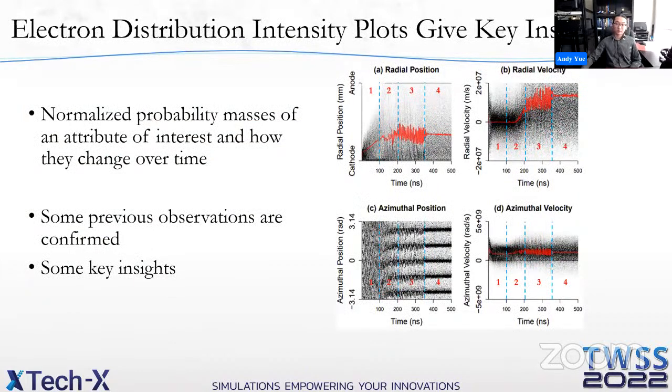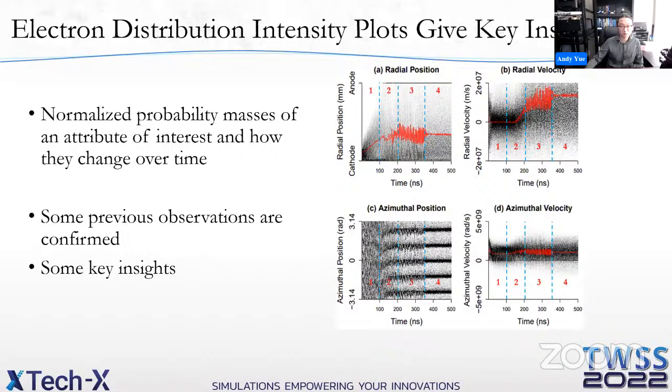So my first solution is the electron distribution intensity plots, as shown here. Each plot shows the normalized probability masses of an attribute of interest and how they change over time. The generation of these plots involves a lengthy process. I will not go over the details for the sake of time, but I want to point out that this type of processing is possible because VCIM allows the user to access the complete suite of data of every particle in the simulation. That includes positions and velocities in all directions, the macroparticle weights, and even the particle tags that allow distinct particles to be tracked across data dumps on a massive scale.